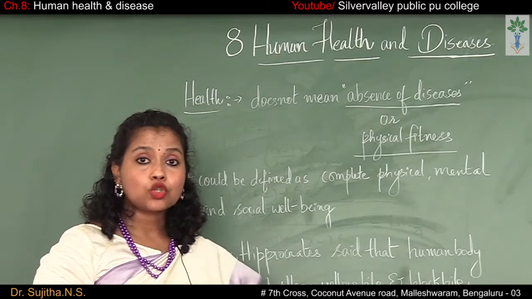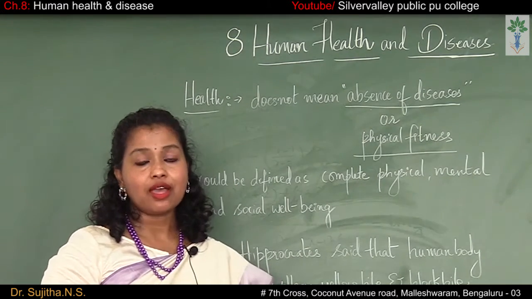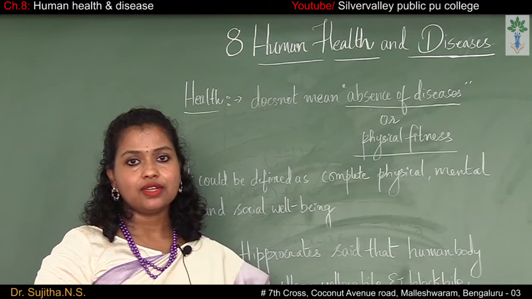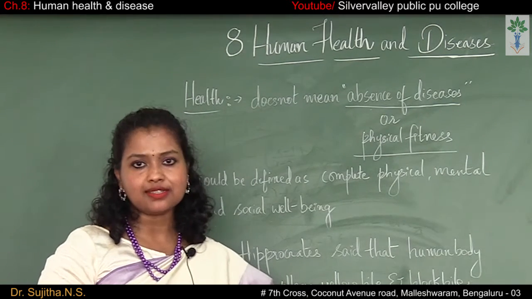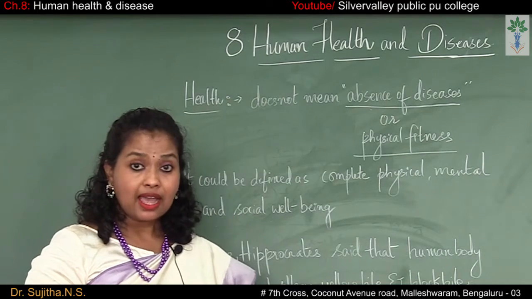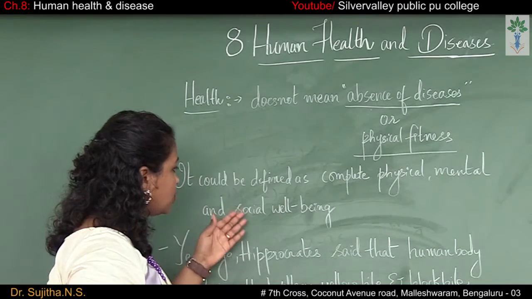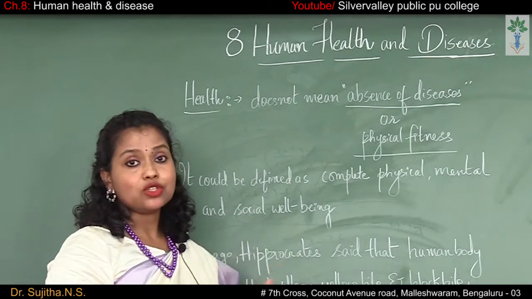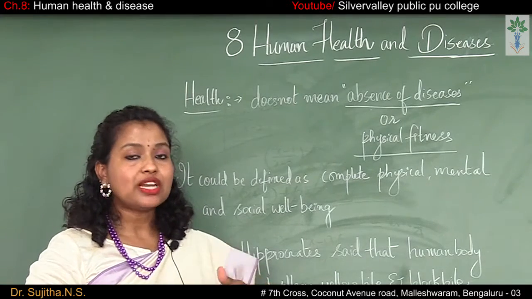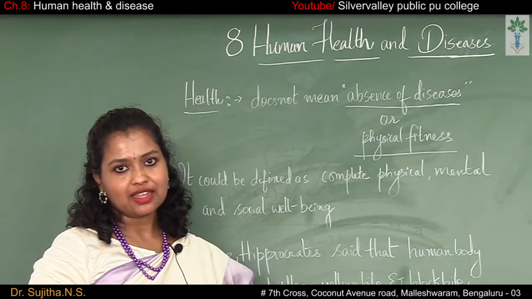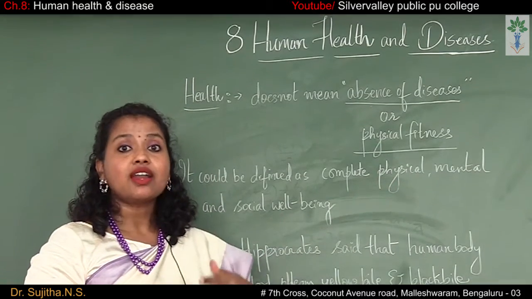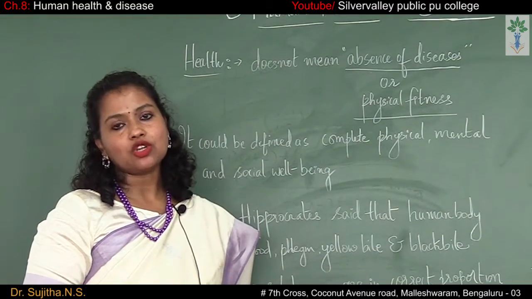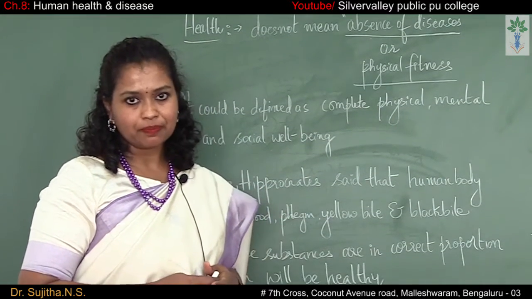A person should be physically strong enough, and mentally strong enough, that is, the individual should not be suffering from any sort of mental illness, any depression, and the individual should be socially well. That means he should be socially interacting with the society. And when all these criteria are fulfilled, then we call that particular individual a healthy individual.